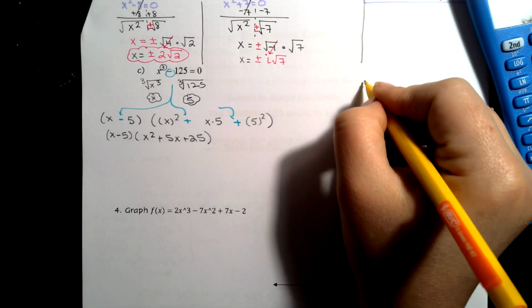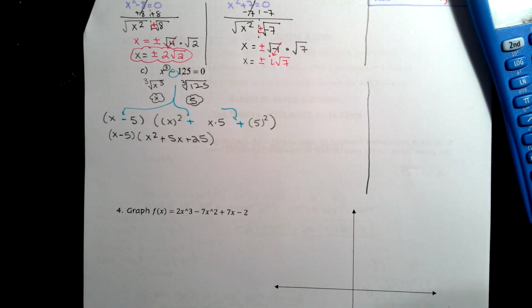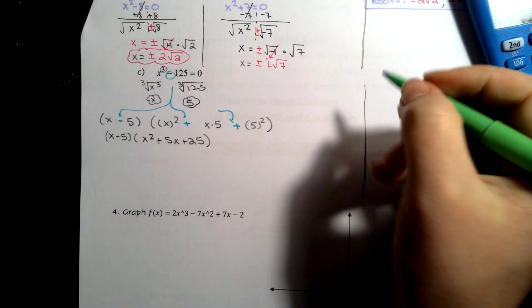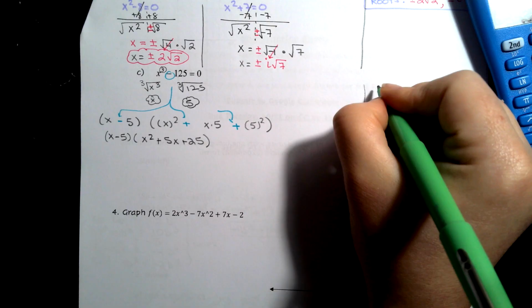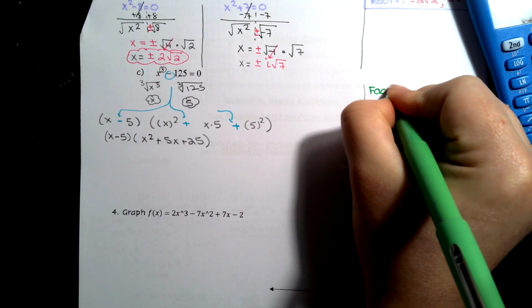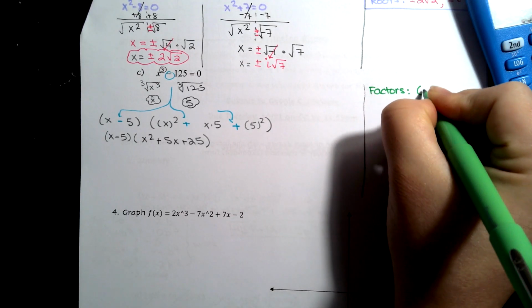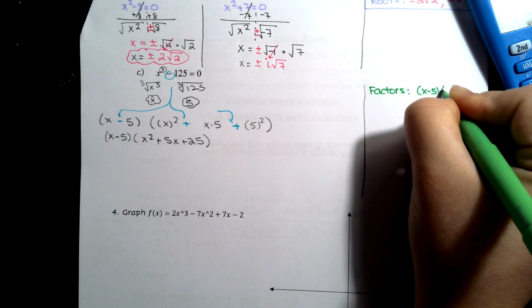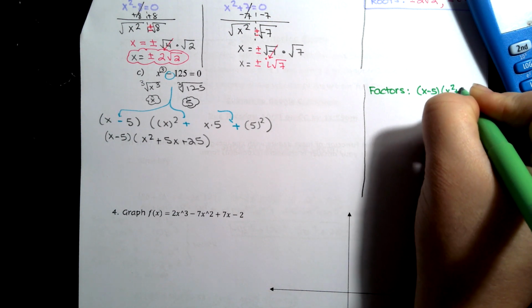Continue to solve. So for our answers, we already have our factors. I have linear x minus 5, and then I have a trinomial from a cubic pattern, which does not factor. So we're just going to write these out. I'm going to see if I can make this work.